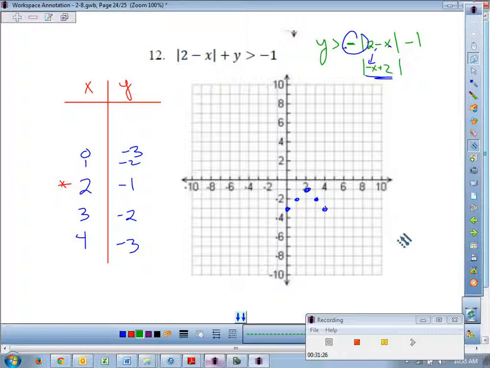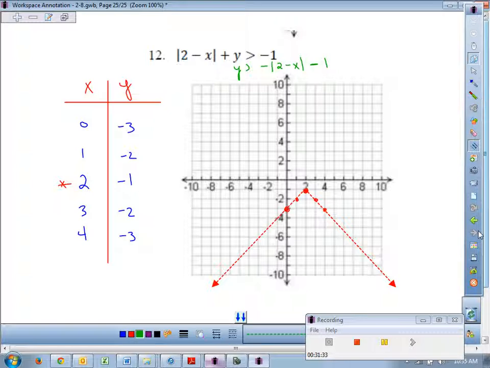Solid or dashed? Dashed. Shade above or below.